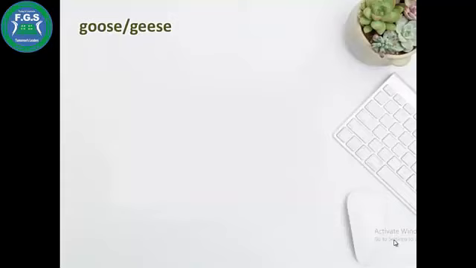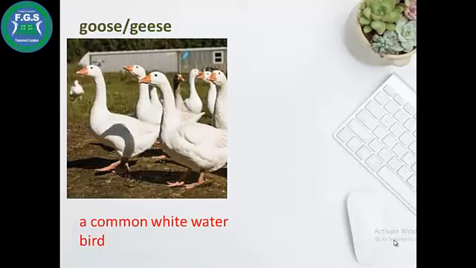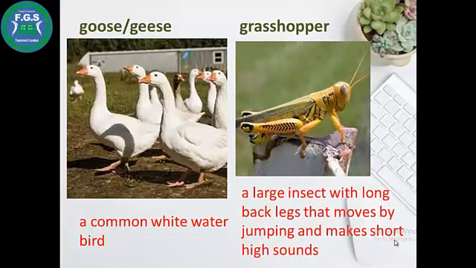Goose and the plural geese. A common white water bird. It's a bird. Grasshopper. Grasshoppers are a large insect with long back legs that moves by jumping and makes short high sounds.